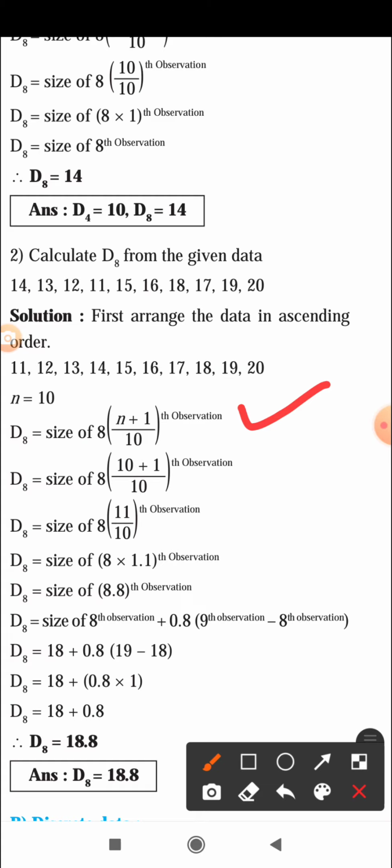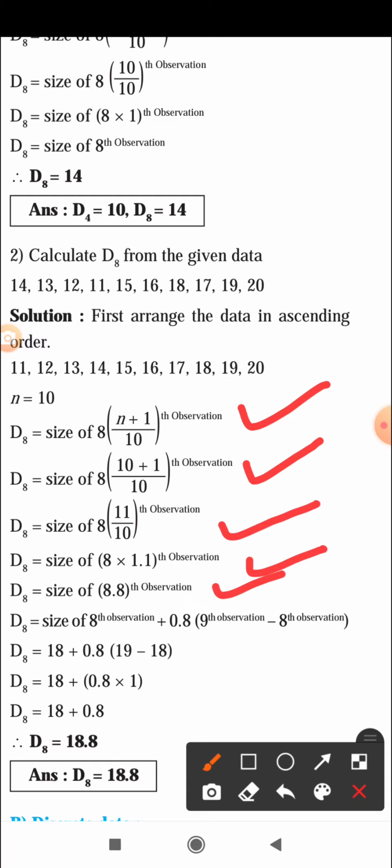Write down the formula. Next step, put the values in the formula. That is size of 8 into 10 plus 1 upon 10th observation. Next, D8 is equal to size of 8 into 11 upon 10 observation. So D8 is equal to size of 8 into 1.1 observation. So the size of 1.1 into 8, or 8 into 1.1, the answer is 8.8th observation.